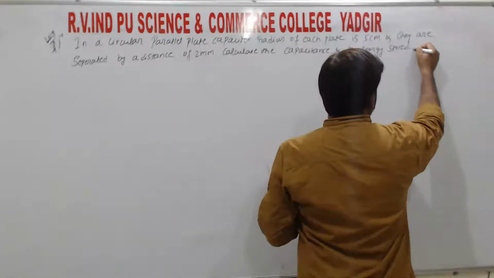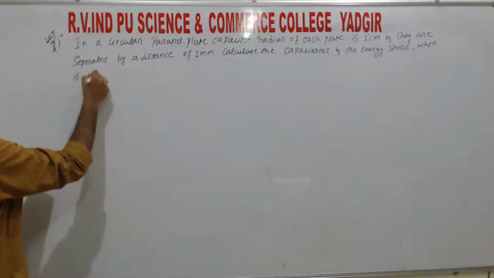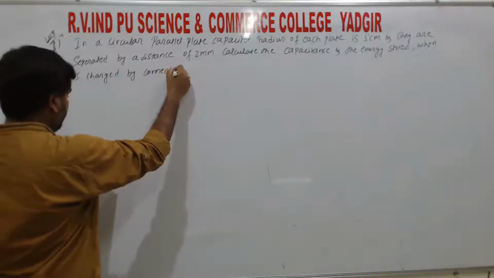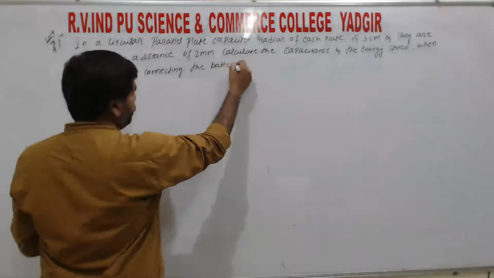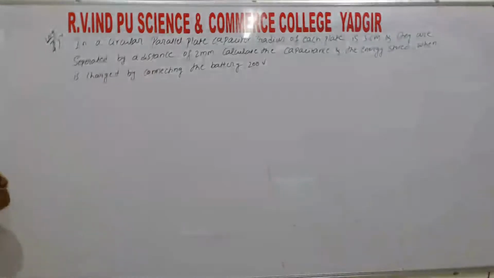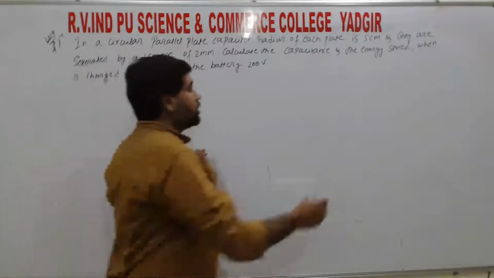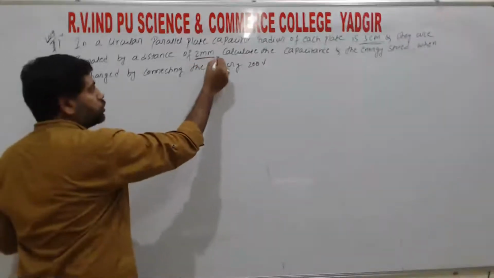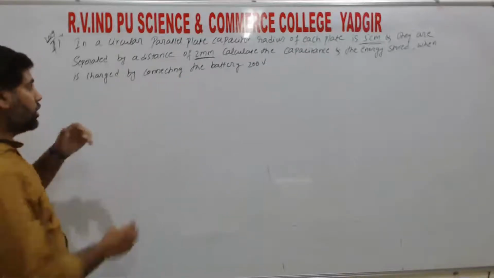when it is charged by connecting the battery, 200 volt, right? So again, first method of problem it is, but here the given circular plate of a capacitor, the given radius, and separated by distance 2 millimeter. So here also we are going to calculate the capacitance and energy stored, right?